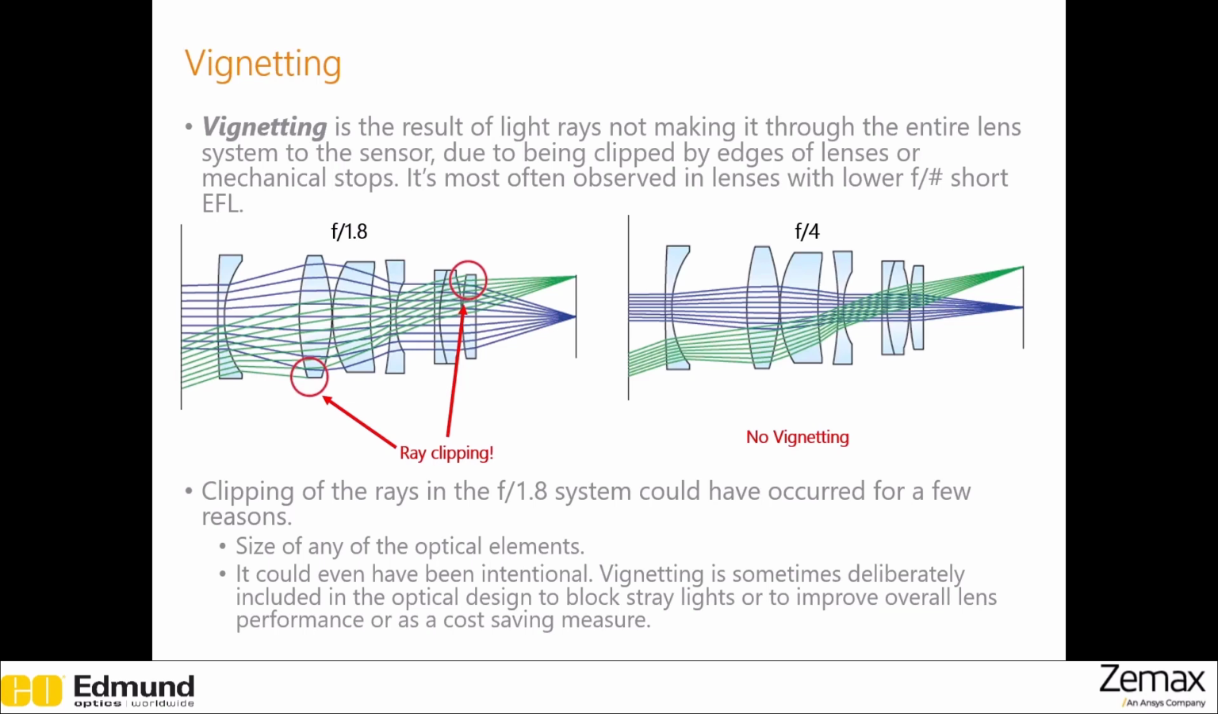considered. Another thing that I should mention is that sometimes vignetting is intentionally introduced in optical systems. It can be for a number of reasons. For example, vignetting can be intentionally introduced to block stray light, to improve overall lens performance, or even to cut some cost.